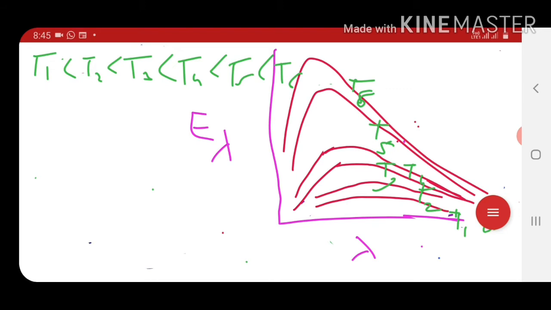For each temperature there is a wavelength lambda m at which the energy radiated is maximum. This is lambda maximum for the curve at temperature T3.